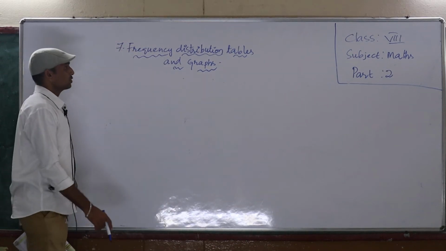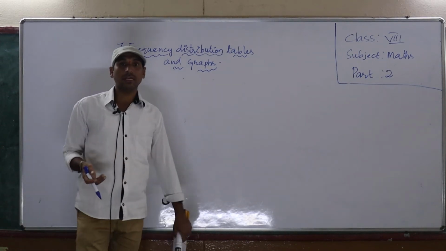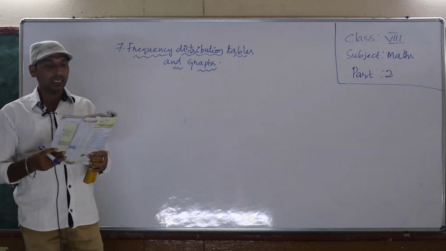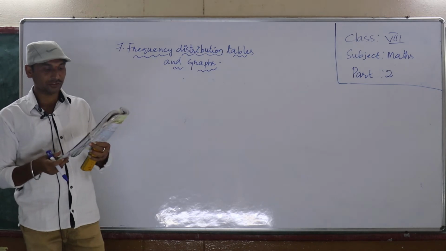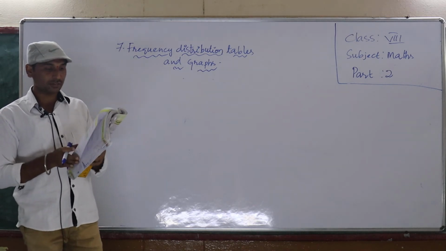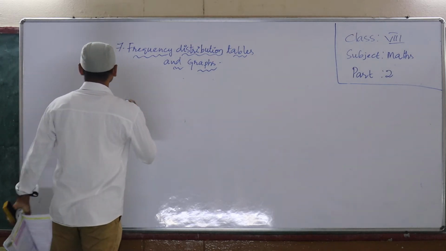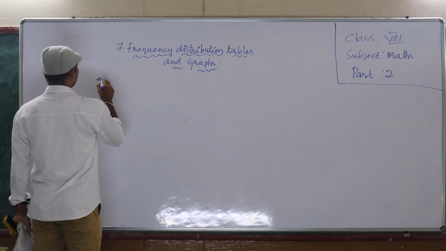Okay, children. So next we will discuss example problems. But before that, I am giving a definition and formula. Then after that, we will discuss problems. So here, arithmetic mean.